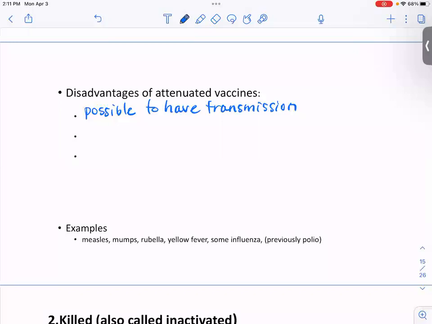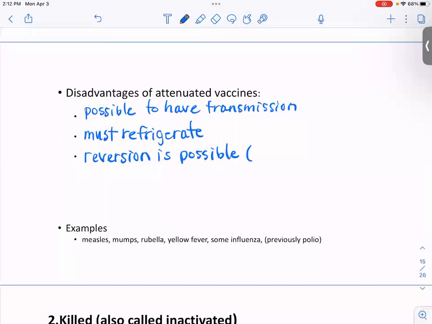It's a little bit more difficult to work with these vaccines because you have to refrigerate them. They're live organisms. So the costs with transporting them are going to be higher. What's the third thing? Oh, the big one is that although rare, there have been instances where reversion is possible. Okay, and what I mean is reversion back to the wild type or infectious type.